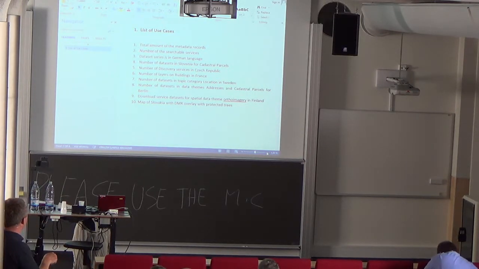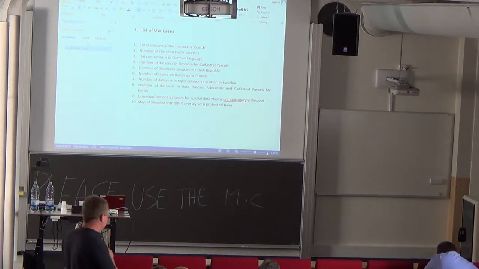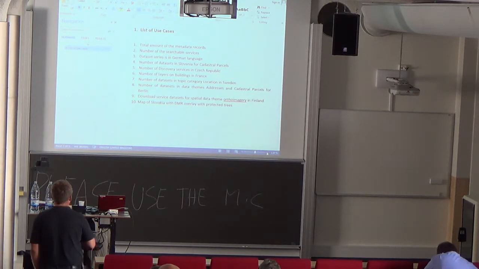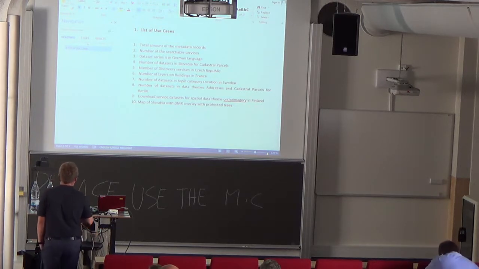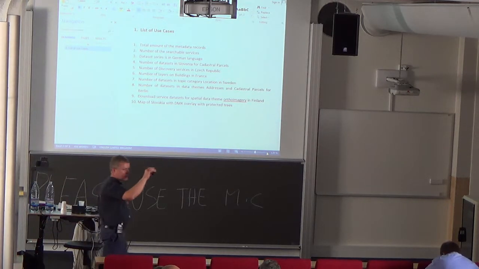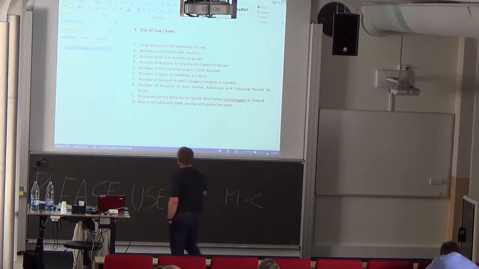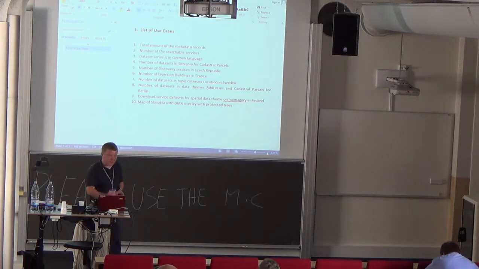What is the number of the searchable services? This should be easy. It's the number of records for the services. So if you just go with the mouse above, it's not coming. I don't know why. Yeah, something like that.